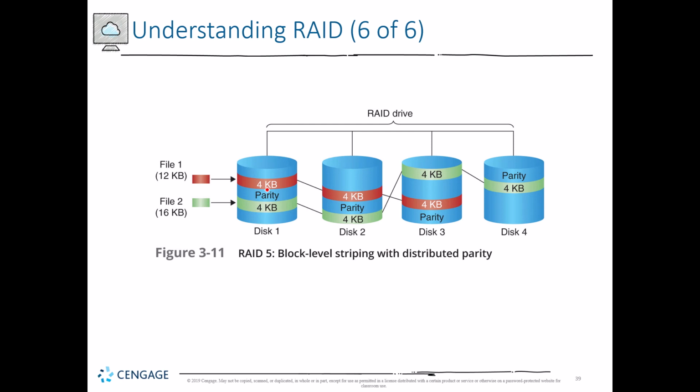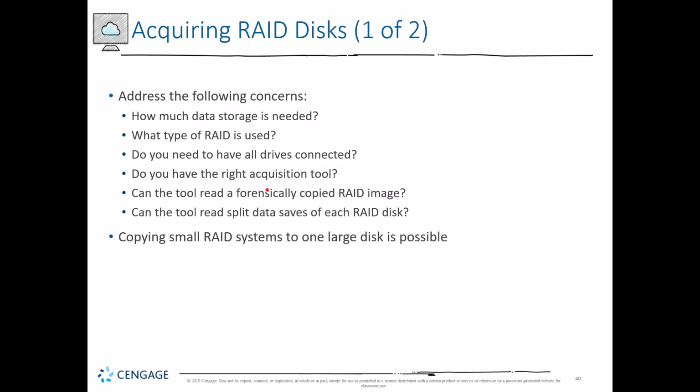That way, if one drive fails, we can rebuild the data. How do we acquire data from a RAID array? Well, we have to figure out how much storage we need. What's the type of RAID? Are all of the drives healthy and connected? Do you have the correct acquisition tool?